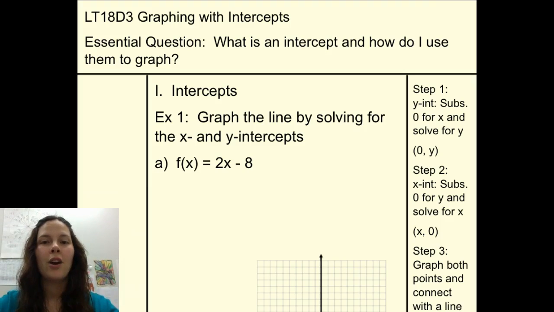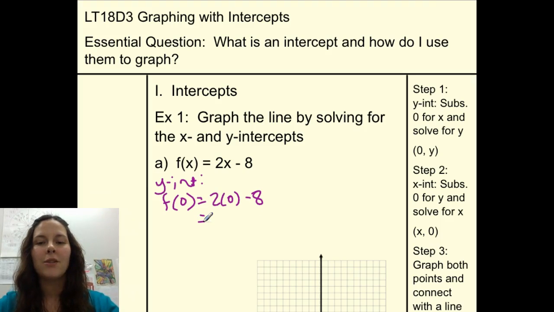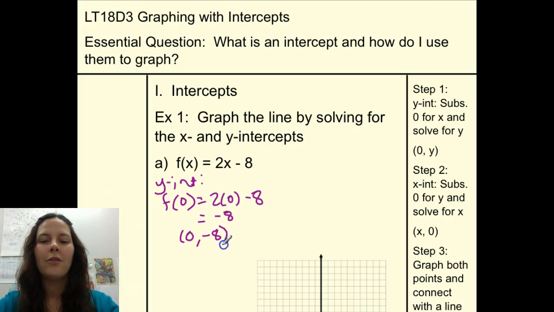So looking for our y-intercept first, remember f of x replaces y. So to find a y-intercept, you substitute 0 for x and you solve for the y value, or in this case we're solving for our f of x value. After we replace x with 0, we multiply 0 by 2 to get 0, and 0 minus 8 is negative 8. So we have the ordered pair 0, negative 8 for our y-intercept. Our y value, or our f of x value, when x is 0, ended up being negative 8.